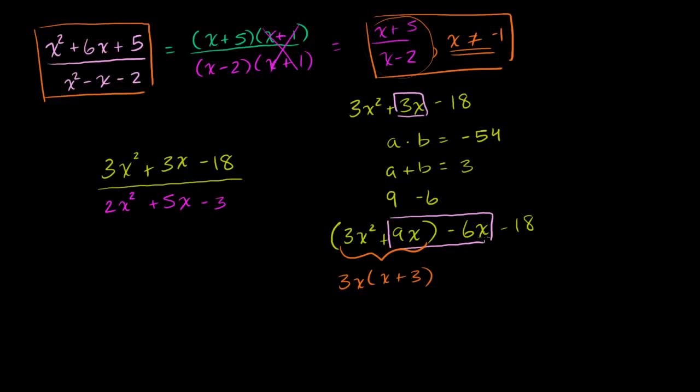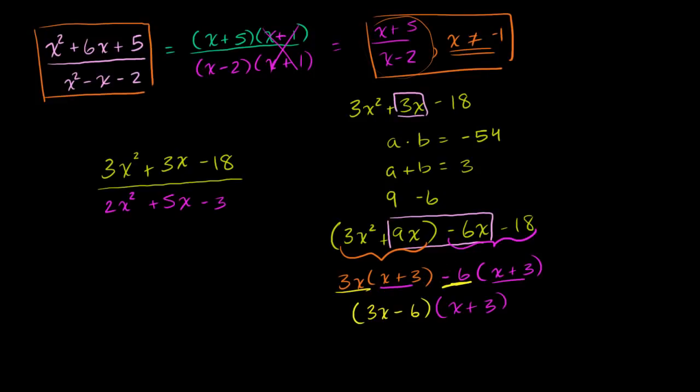And then on this expression, if we factor out a negative 6, we get negative 6 times x plus 3. And now this is very clear. Our grouping was successful. This is the same thing as, we can kind of undistribute this, as 3x minus 6 times x plus 3. If we were to multiply this times each of these terms, you get that right there.